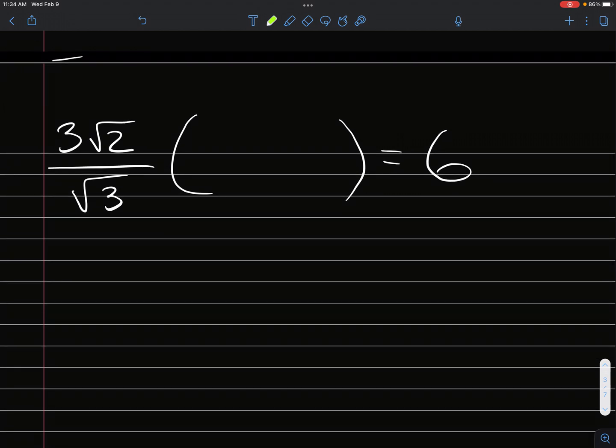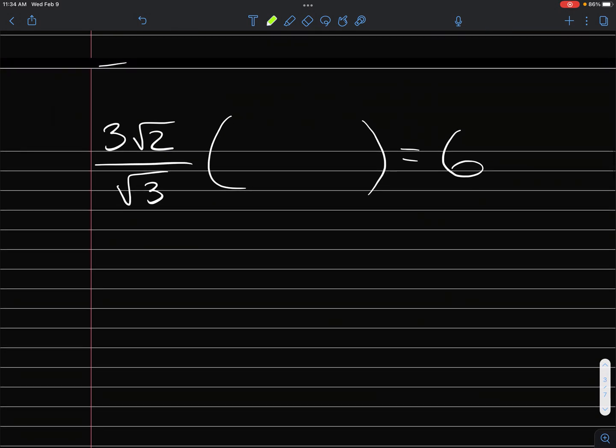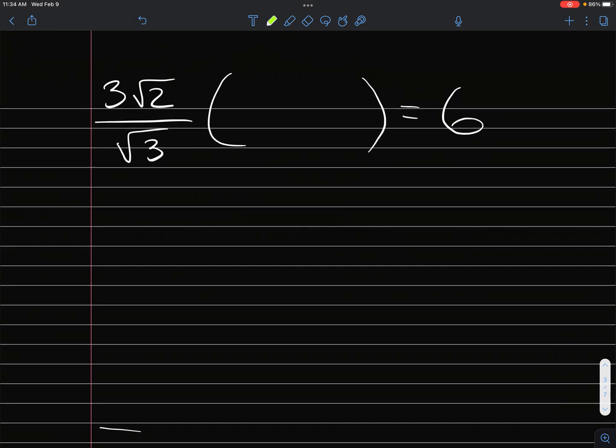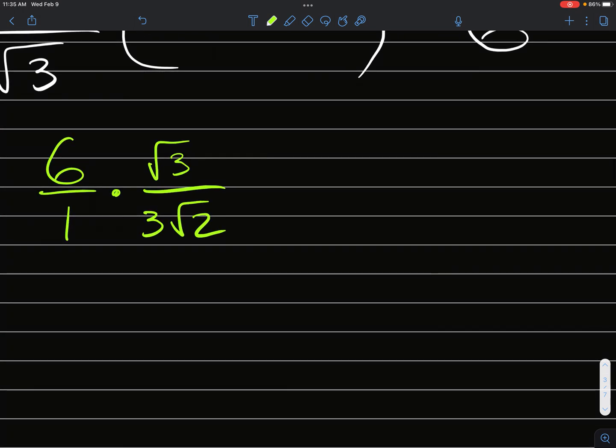Ooh, another one. We talked about up here how dividing is the same as multiplying by the reciprocal. So let's do that. Okay, so we have 6 over 1 times radical 3 over 3 radical 2. Just to start, we discussed how we could cancel out top and bottom. It doesn't have to be right above each other. 6 over 3 becomes 2 over 1. So then this becomes 2 radical 3 over radical 2.